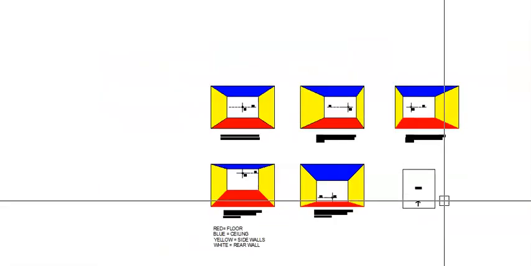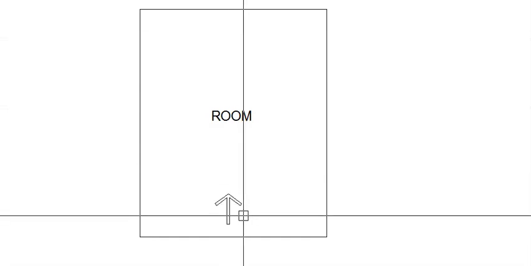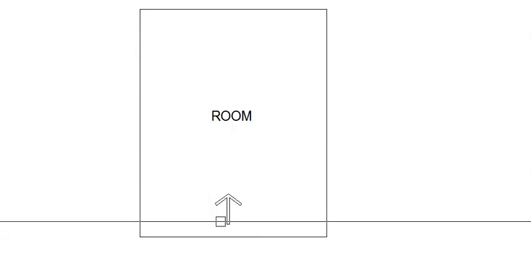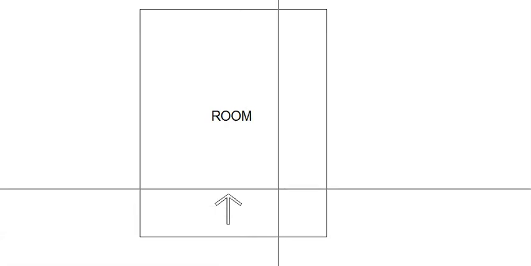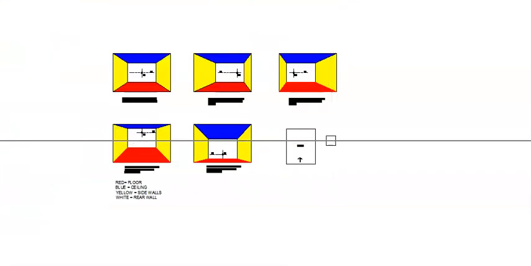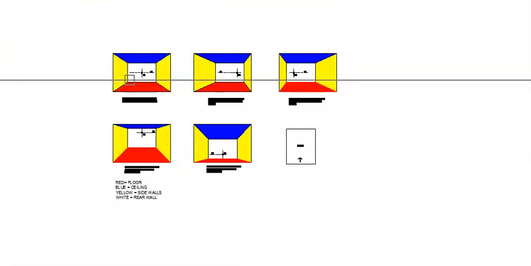So if you look here at the plan of the room, you will see that we are trying to draw the interior perspective of a room. This is the rear wall of the room. These are the two side walls of the room, and we are looking at the room from this point, which has been shown by an arrow. Now let us go and look at the perspective views respectively.